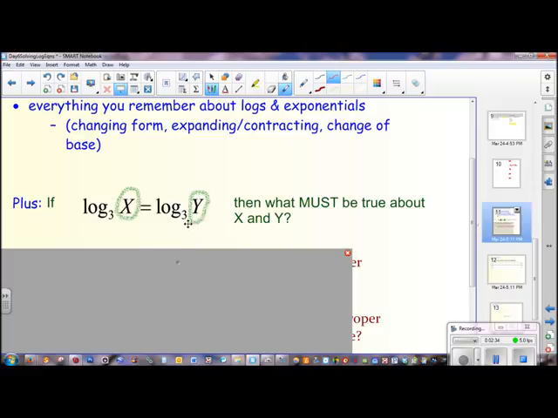You kind of saw an equivalent of that back in our exponentials unit. If you saw 3 to the x equals 3 to the 5th, you knew that the only way for that statement to be true was if x was equal to 5. So it's really the same idea going on here. Moving on down our page.